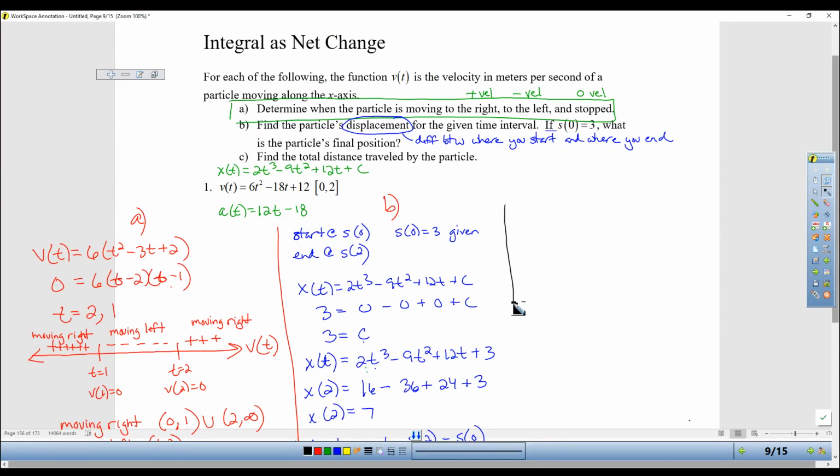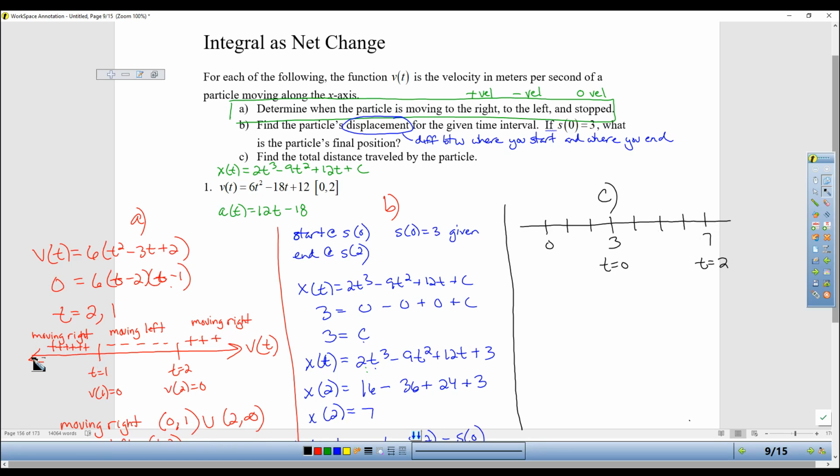Okay, so part C says find the total distance traveled by the particle. So let's actually make the number line and look at what this particle is doing. Here's 0, 1, 2, 3, 4, 5, 6, 7. We know that at t is equal to 0, it's here. We know that it ends up here, but it didn't just make a straight shot because it wasn't moving to the right the whole time.